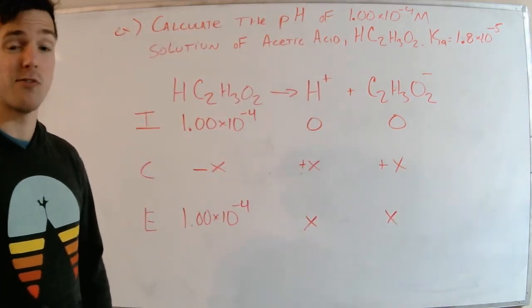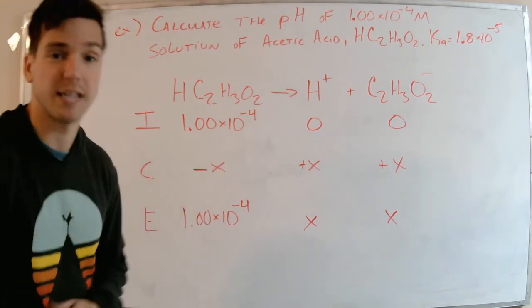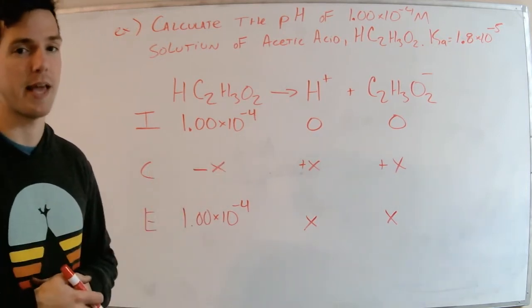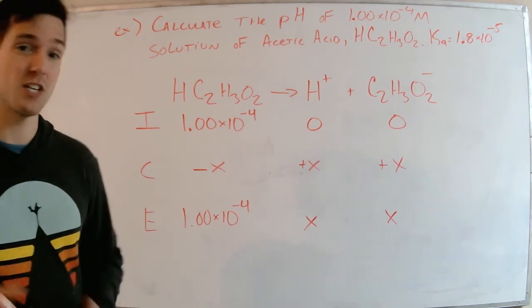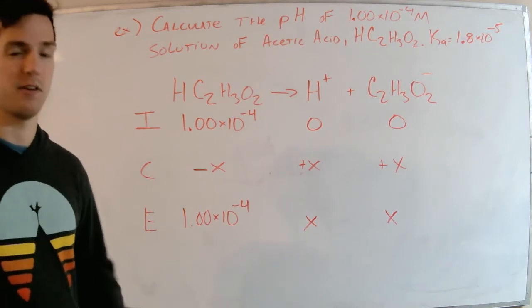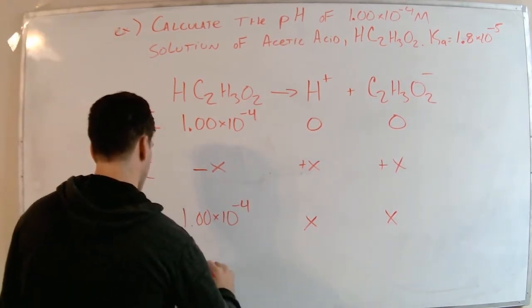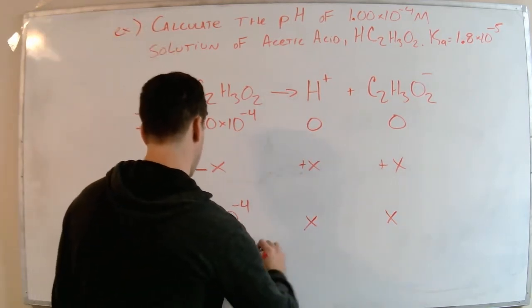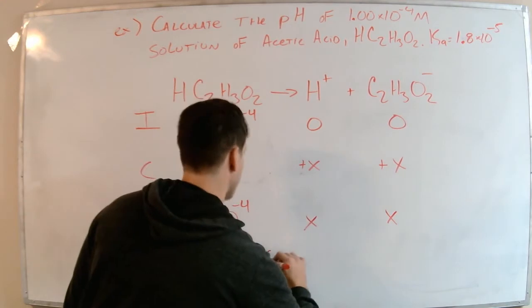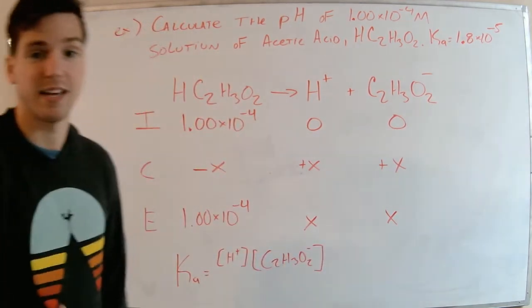And then, of course, we can't do anything with these equilibrium concentrations unless we have a Ka expression, right? Now, instead of an equilibrium expression, it's a Ka expression or an acid equilibrium expression. So we're going to do Ka of products over reactants, which is H+ and C2H3O2. You can assume all these are aqueous except water, right?